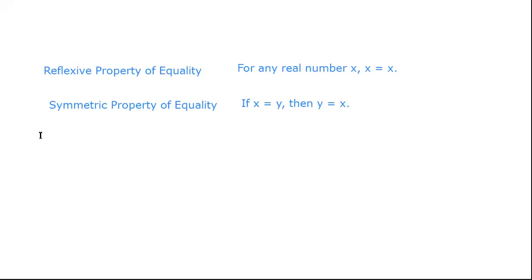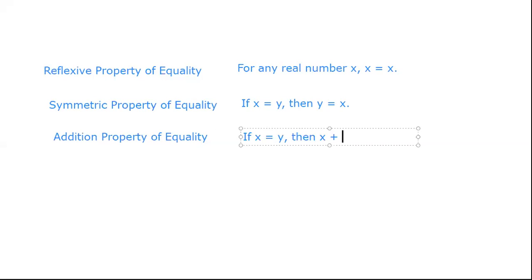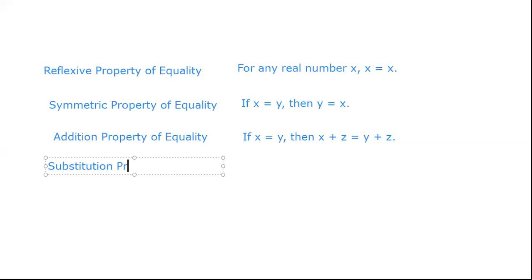Then we have our addition property of equality, which says if x equals y, then x plus z has to equal y plus z. You have the subtraction property, which is just like the addition but opposite. You're going to subtract a z. And then you have the division property, which is kind of covered in the multiplication property. And probably the ones that you're going to use the most are the transitive property and the substitution property. You're going to use those a lot more than any of the other ones.